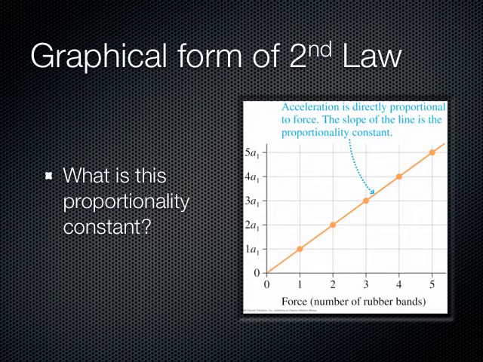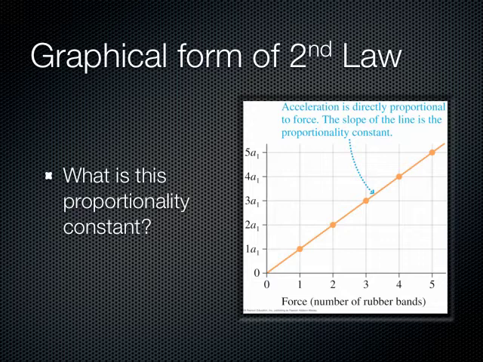Here's a graphical interpretation of inertia. On this graph, the vertical axis has acceleration. The horizontal axis is a measure of force, the amount of pulls of a rubber band from your textbook. Notice as you increase the amount of rubber bands, the amount of force, it results in more acceleration, and the relationship is linear. 2 rubber bands or twice the force gives you twice the acceleration. 4 rubber bands or 4 times the force gives you 4 times the acceleration, etc.